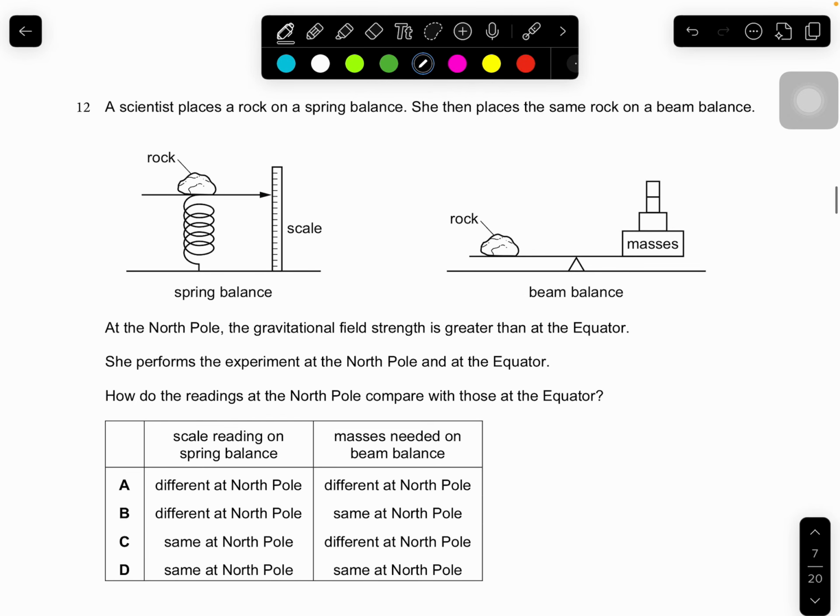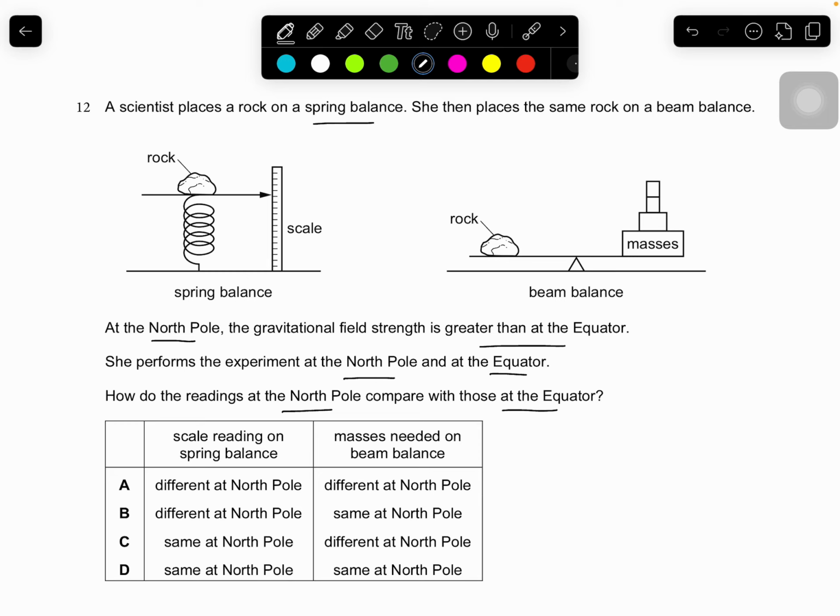A scientist places a rock on a spring balance. She then places the same rock on a beam balance. At the North Pole, the gravitational field strength is greater than that at the equator. She performs the experiment at the North Pole and the equator. How do the readings at the North Pole compare with those at the equator?